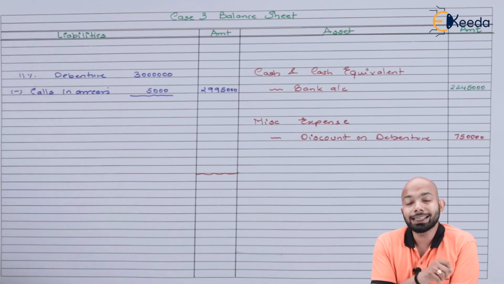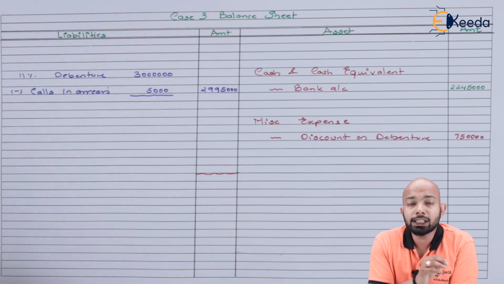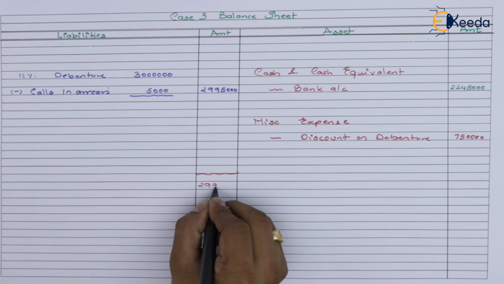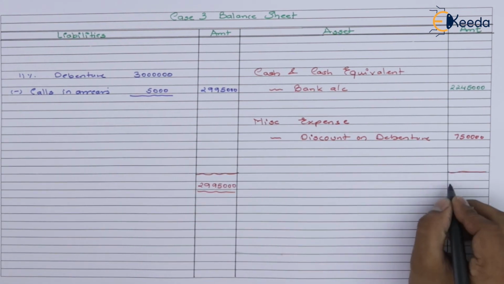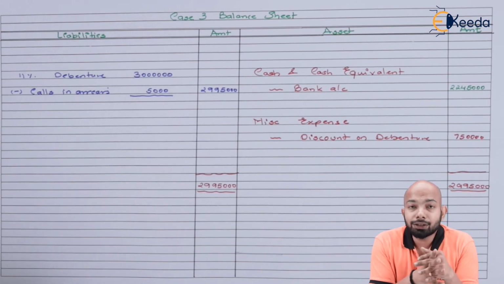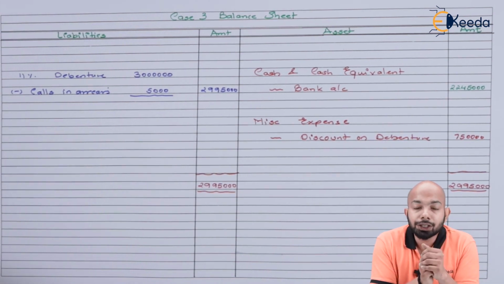Now it's time to finalize the liability total and the asset total here. Equivalent amount is 29 lakh 95,000. So here we complete the illustration related to case 3, as we have already finalized the balance sheet total here.